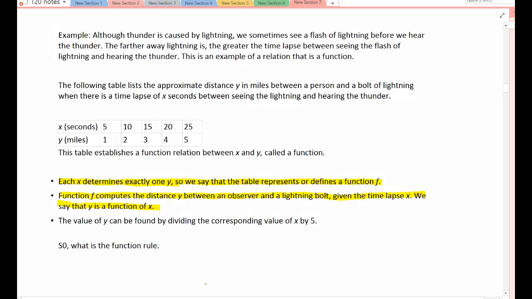So the y can be found, and you look at it, math is a pattern. Math is just looking at patterns. So I want to come up with the function rule. If I look at it here, 5 seconds elapsed, I have 1 mile. 10 seconds elapsed, I've got 2 miles. 15 seconds, I have 3 miles.